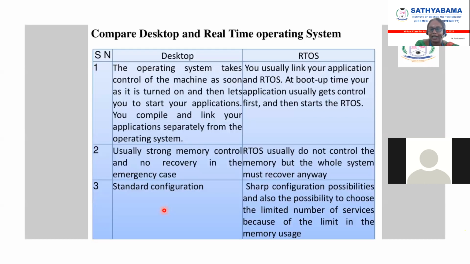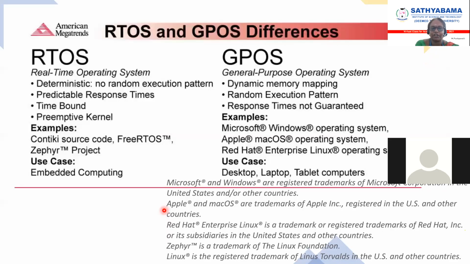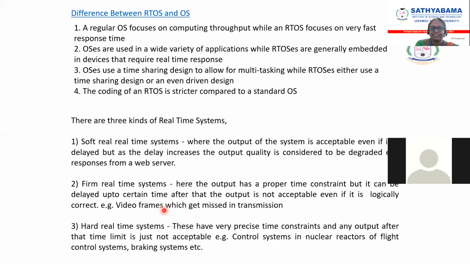So I have given the desktop versus RTO. These are the differences there, the main differences listed out. Regular OS mainly focuses on things like computing, and time we won't focus on, but RTO will focus. When we switch on your mobile or your laptops, PCs, tabs and all, it takes some time, 4 minutes or 3 minutes. It's not a big problem, but RTO is always about time response.